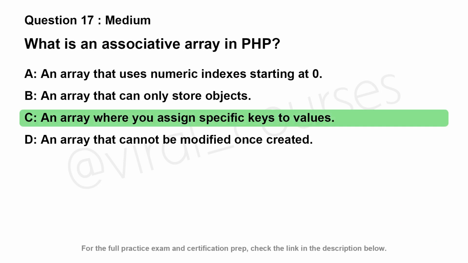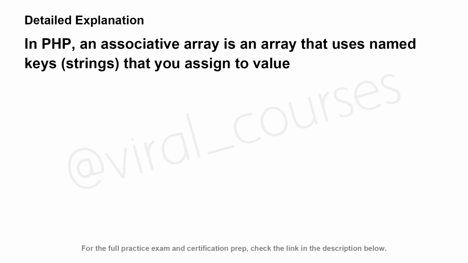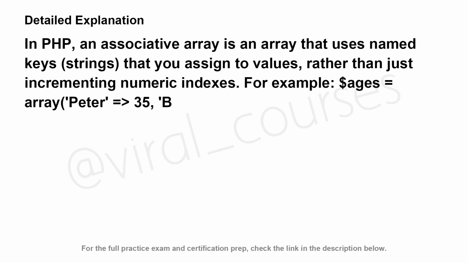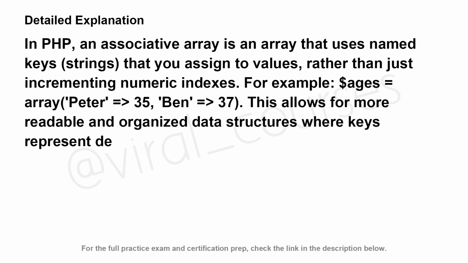The correct answer is C. In PHP, an associative array is an array that uses named keys, strings, that you assign to values, rather than just incrementing numeric indexes. For example, $ages = array('Peter' => 35, 'Ben' => 37). This allows for more readable and organized data structures where keys represent descriptive labels.